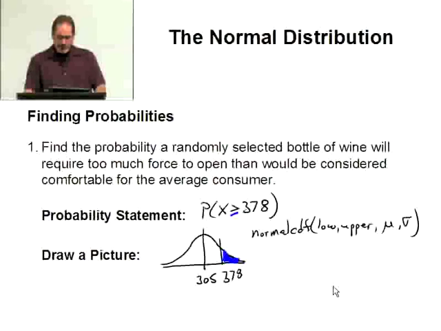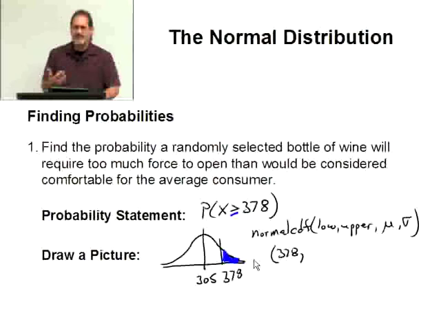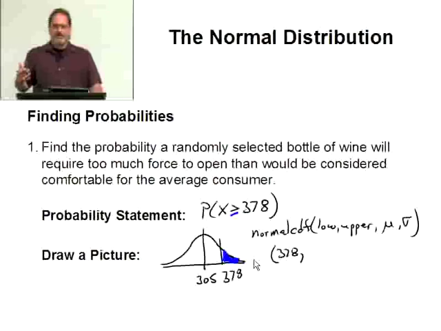Now, for this particular example, the lower bound is going to be 378. The upper bound, well, where does this stop? Well, it goes to infinity. Now, obviously, you're thinking, no, wait a minute. You can't have a bottle that requires 15 billion newtons to open it. So why am I going out that far? This is based on probabilities. The entire normal curve, we use the entire curve because the curve, in terms of probabilities, fits what we're trying to model very well.